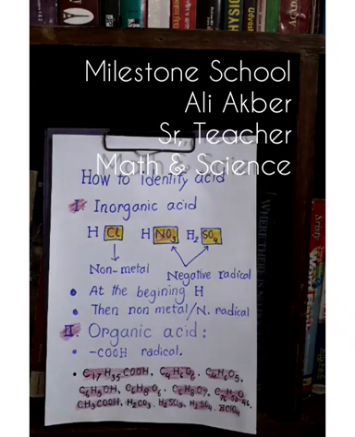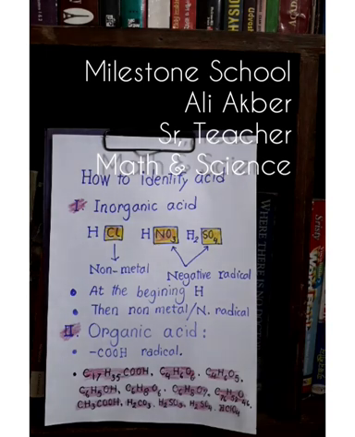So dear viewers, any student can now identify an inorganic acid after watching the video and following that at the beginning there will be replaceable hydrogen, and the number of hydrogen atoms will be one or more than one, and then just after hydrogen there will be a non-metal or negative radical.